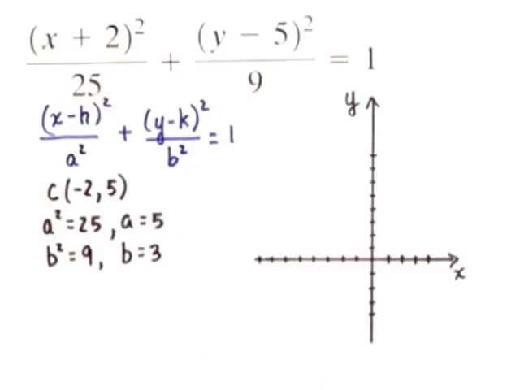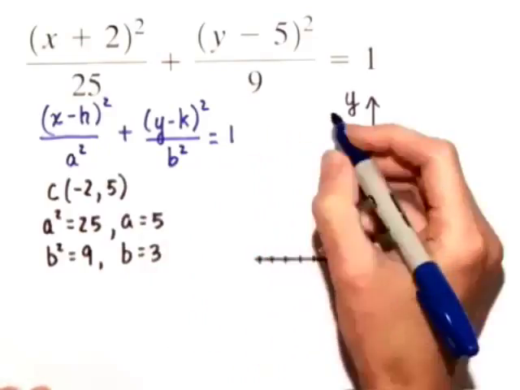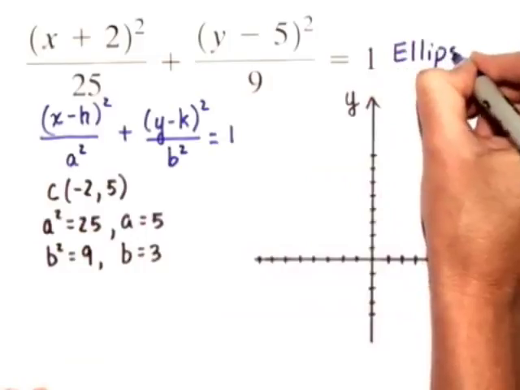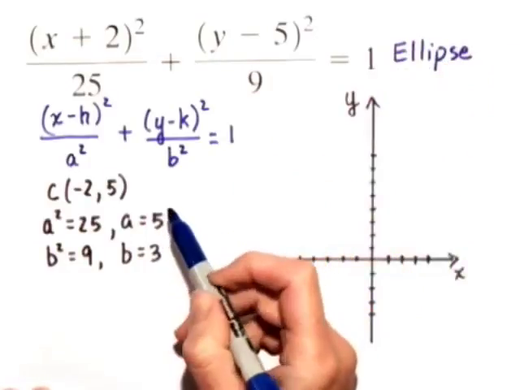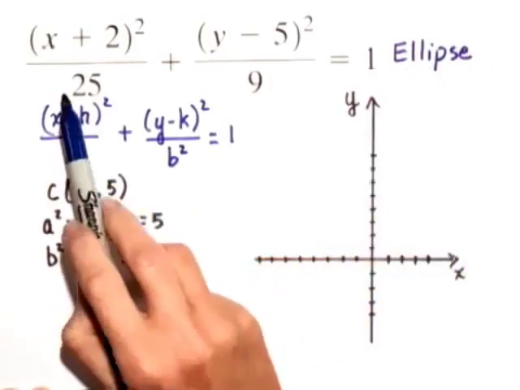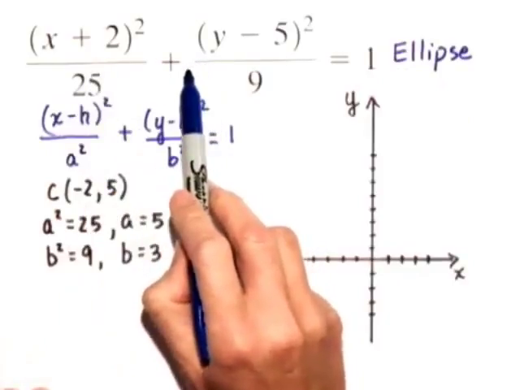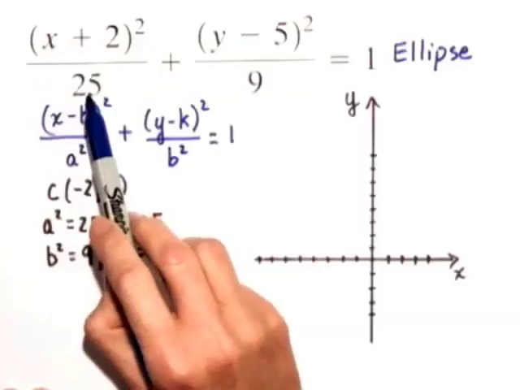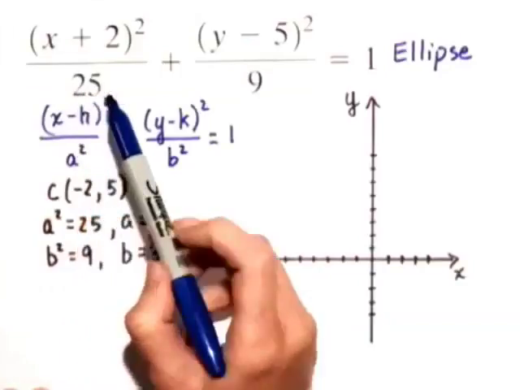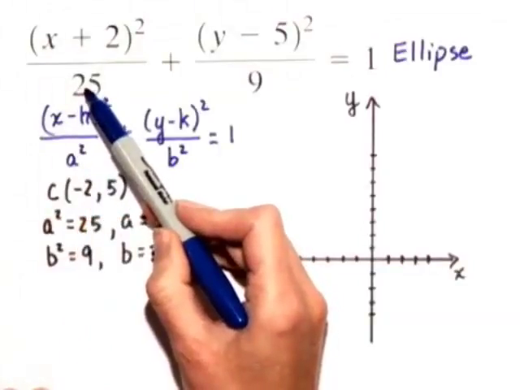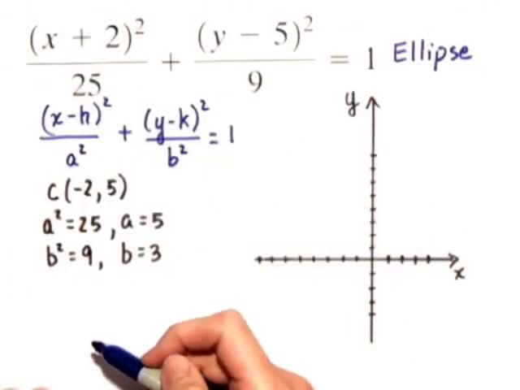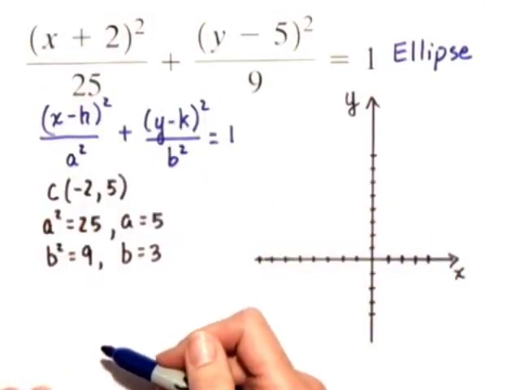Now, we know that this equation defines an ellipse. The reason we can tell is because in standard form, we have the x² term and the y² term on the same side of the equation. They both have positive coefficients, but they have different positive coefficients because in this one we have 25 in the denominator, and for the second one we have 9 in the denominator. So therefore, it's an ellipse.